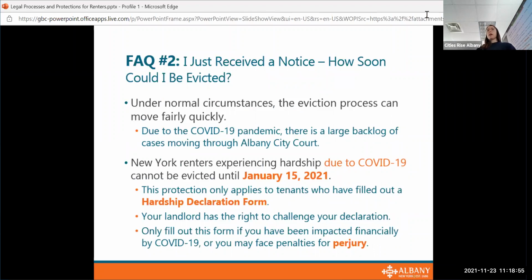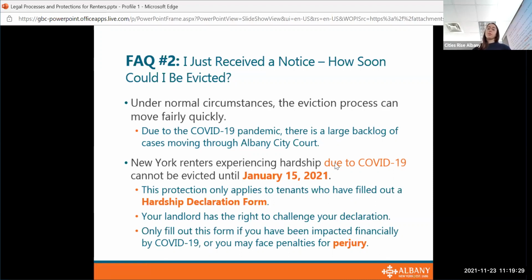So another question that we get is how soon someone could actually be evicted after they've received a notice. Under normal circumstances, eviction court moves pretty quickly, within a couple of months. However, due to COVID-19, there is a large backlog of cases moving through Albany City Court. In addition, New York State renters who are experiencing a hardship due to COVID-19 are actually protected from eviction until January 15th of 2022. Apologies for the typo there.